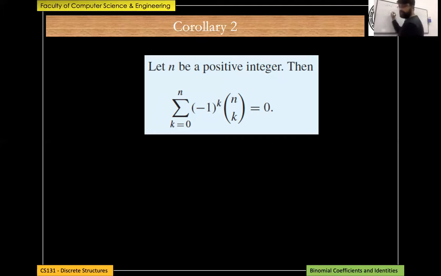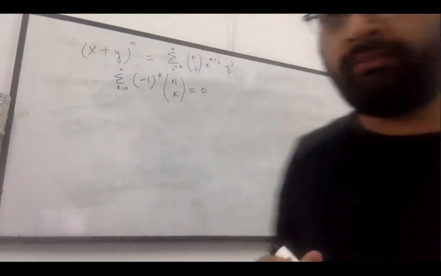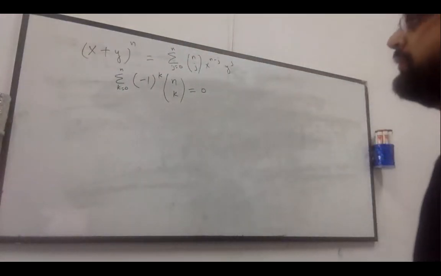So in this case, I want to prove that the summation over k equals 0 to n of (-1)^k times n choose k is equal to 0. So this is something that we need to prove, right? And if I come back to the board now, this is what we need to prove.